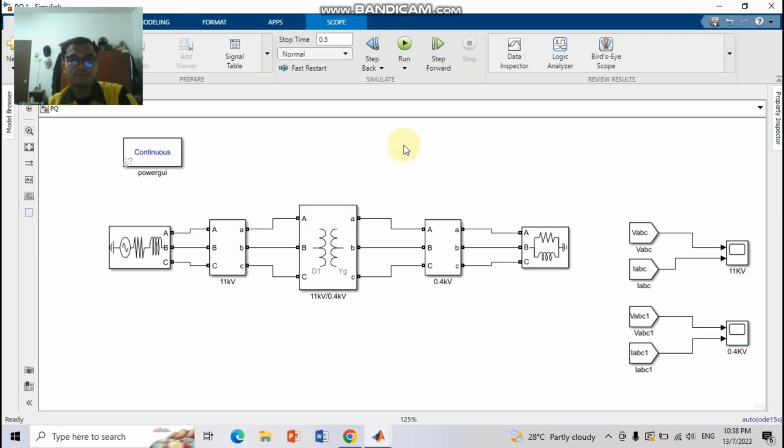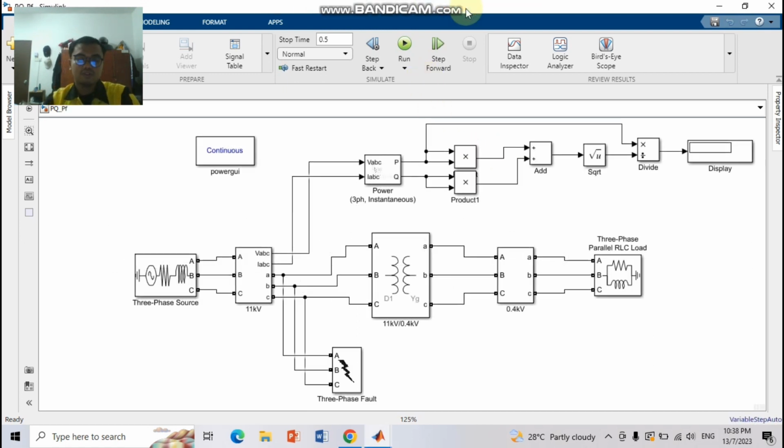Besides, to balance the graph, we should also put the protection scheme into the simulation. So next, we have to measure the power factor. For the power factor, we have to put this block to measure the power factor of the simulation in this project. So we have to put the power factor block to display the power factor.